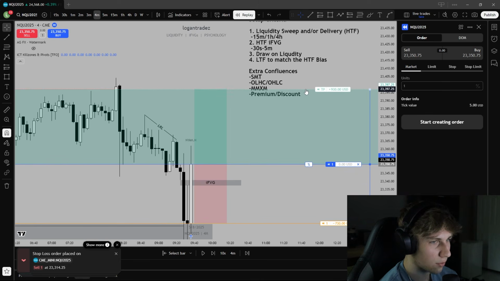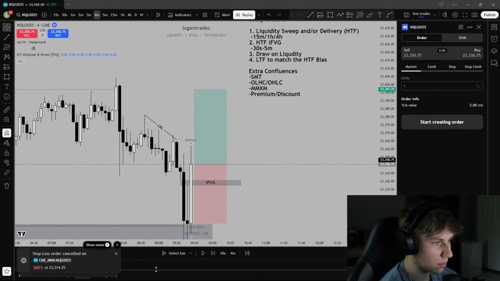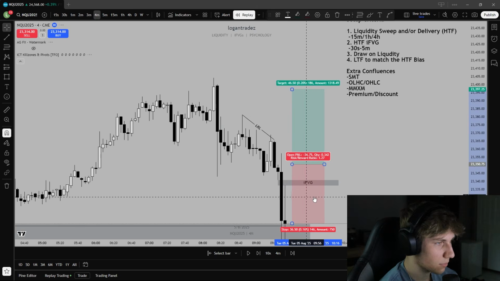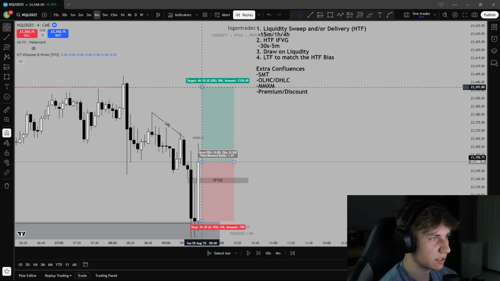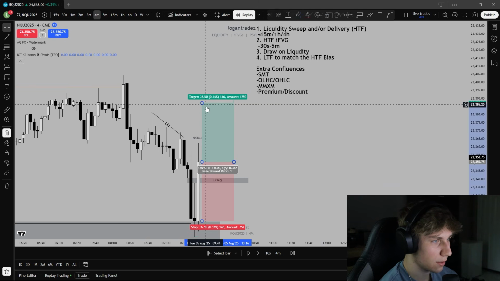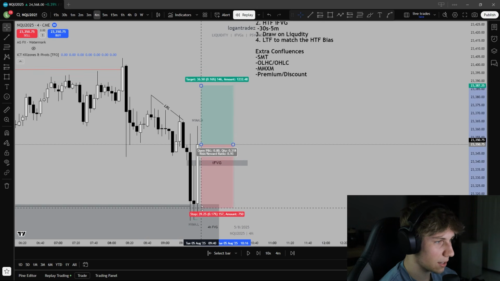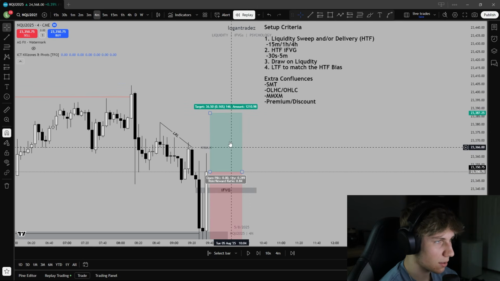Because TP is here at 1R. Why did it do that? Kind of show how I would have managed it here. 1R right here. Honestly, I probably would have put stop loss at like the wick here.